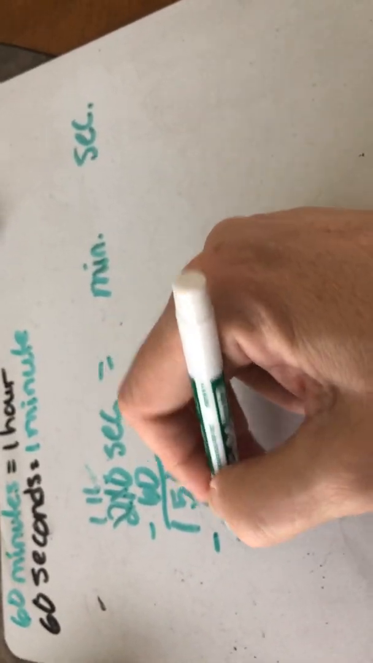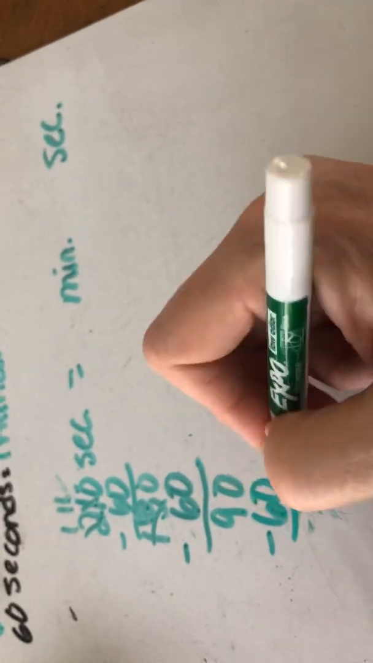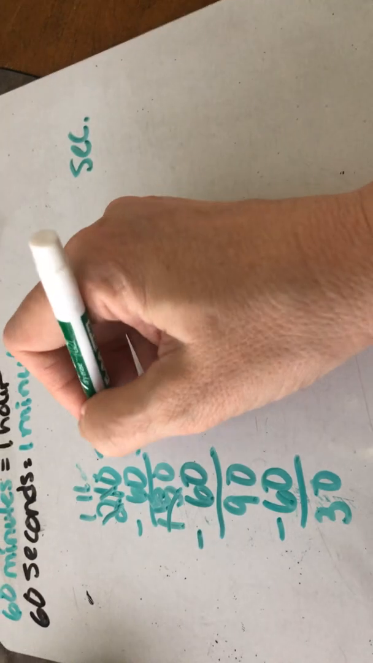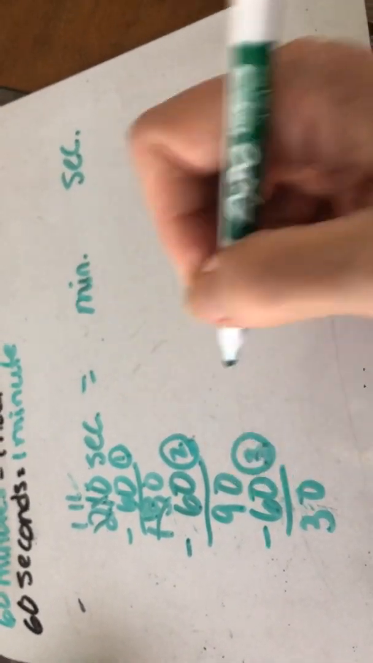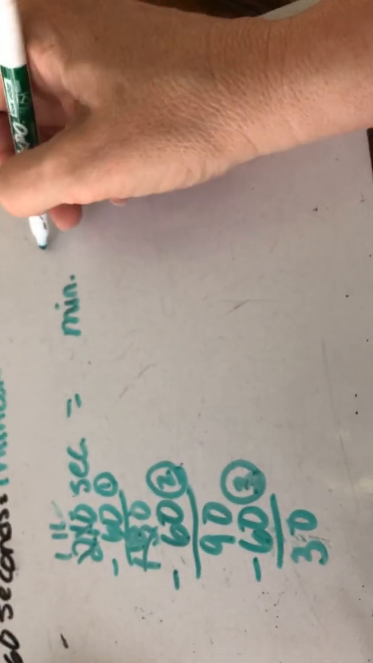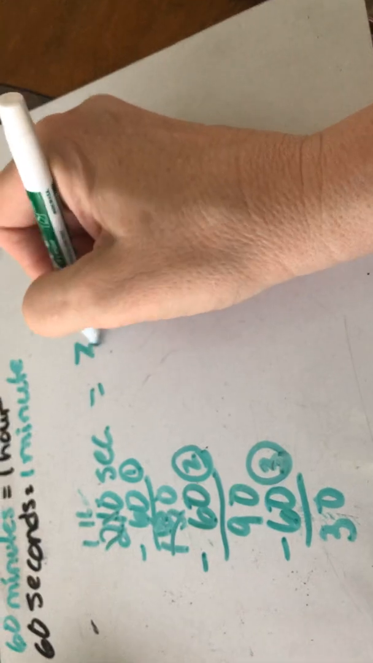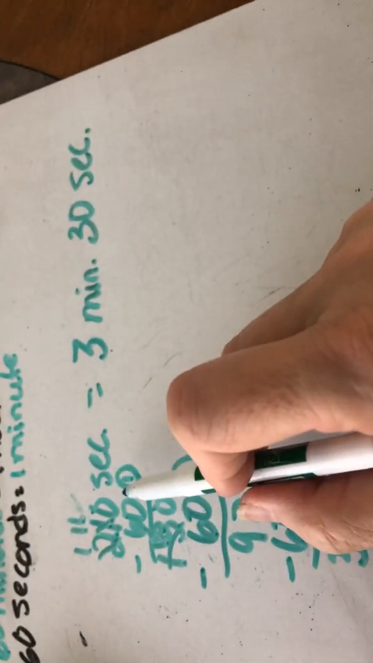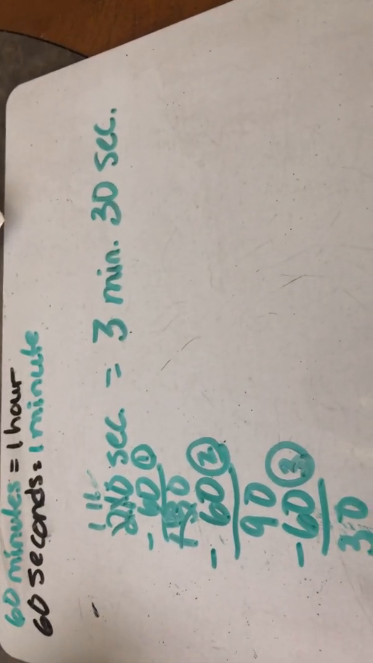I can still go again. I can go again. How many times? 1, 2, 3. I had 30 seconds left over, so that remains seconds. 1, 2, 3 minutes. So 210 seconds equals 3 minutes, 30 seconds.